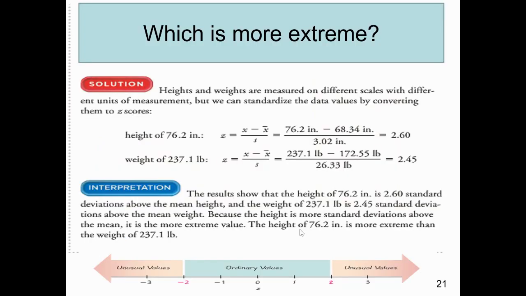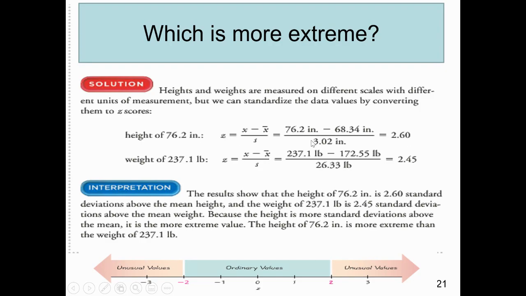All right, heights and weights are measured in different scales. Heights are measured in feet and inches, weights are measured in pounds. So here's what we want to know. Which is more extreme: someone who's 76.2 inches tall or someone who weighs 237.1 pounds? We take these two because they are different scales. We want to somehow standardize it so we can compare and find out which one is more extreme. Which one has a larger z-score? Well, taking the raw score, subtracting the mean for all, I guess it's men, their height 68.34, divided by the standard deviation of all men.